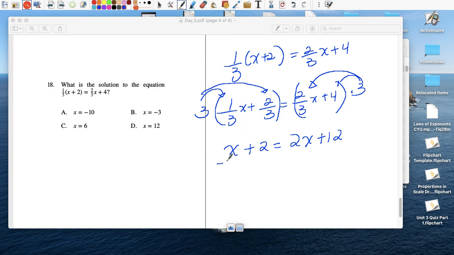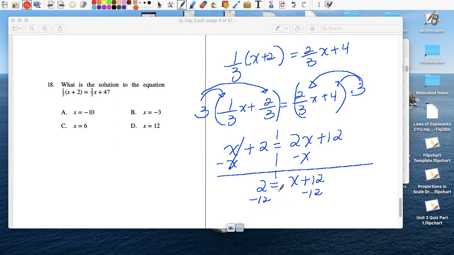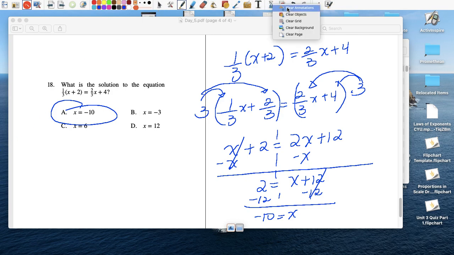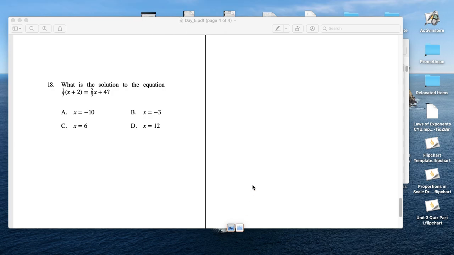Let's see, get rid of the x. There are variables on both sides. Let's get rid of the one with the smaller coefficient, which is this one. Minus x, this goes away, 2x minus x is x, plus 12, and we're going to subtract 12 from each side, and x equals negative 10. Alright, so again, this is not that bad.